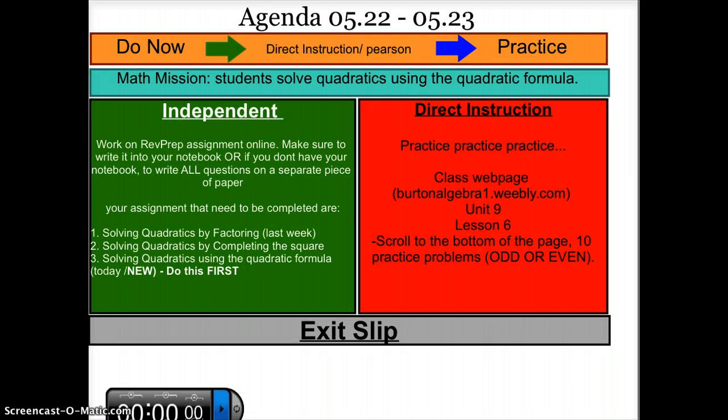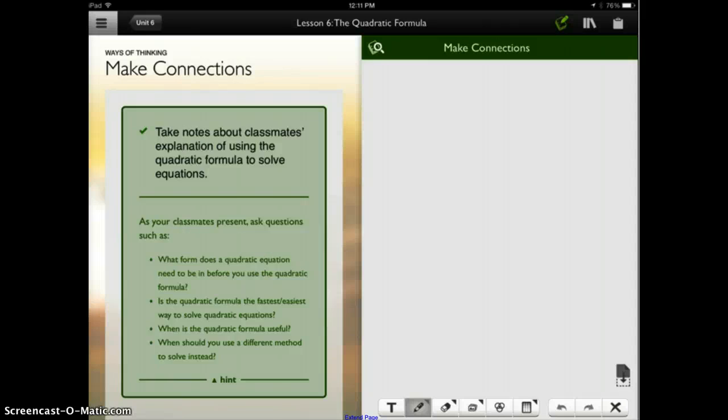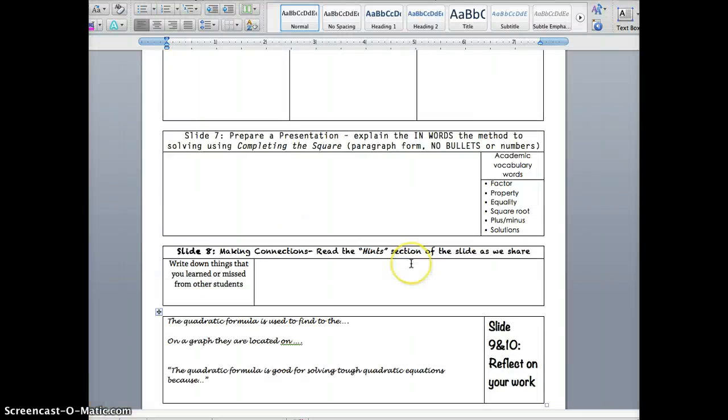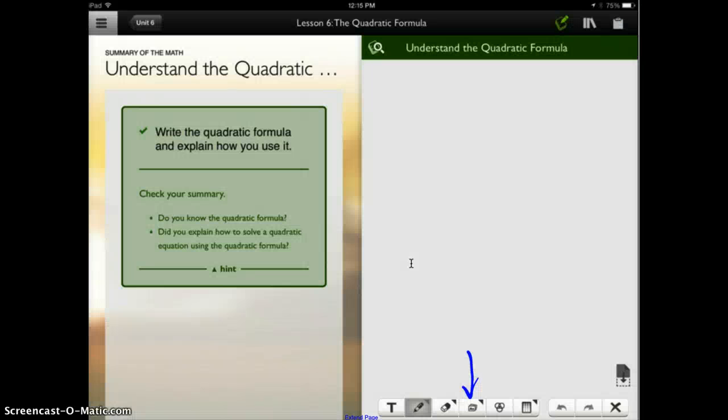Make sure everything is placed into your iPad by taking a picture and uploading it. If you weren't sure which button to press, it's this button. Click this one, and then a camera option will show up, and just take a picture of your work with the correct slide. If you're on slide 1, take a picture of slide 1. If you're on slide 2, take a picture of slide 2, etc.